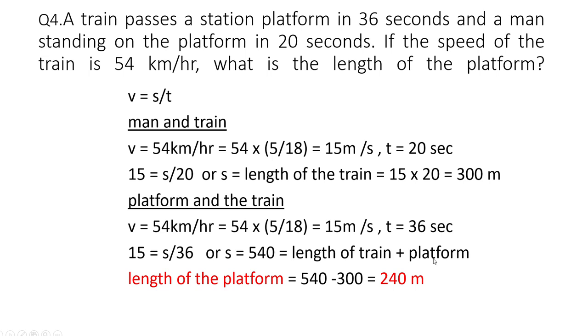So this is the length of the train and platform. So the length of the platform will be 900 minus 300, which will give you 600 meters. So this is the length of the platform.